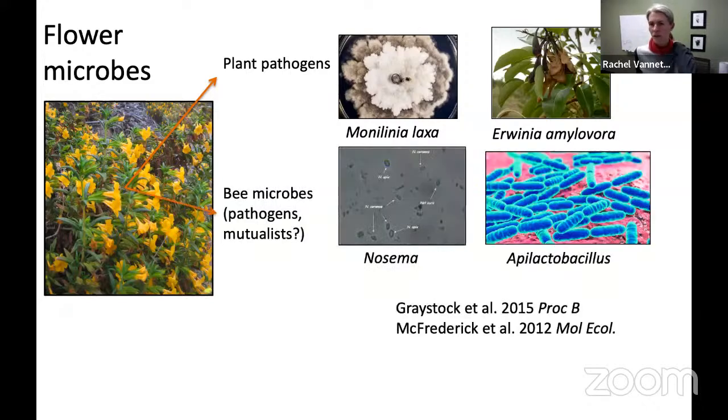We also know that flowers are a sort of hotspot of transmission for bee-associated microbes. Many folks have documented finding things like Nosema, Crithidia, some of these bee pathogens on flowers. But not only pathogens, it seems like some other bee-associated taxa, things like Lactobacillus species, may also be acquired at flowers. And these microorganisms have been implicated in pollinator health.